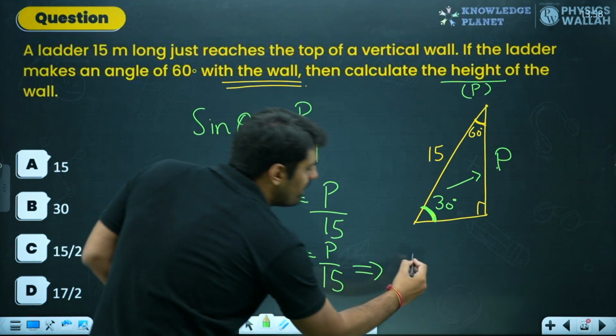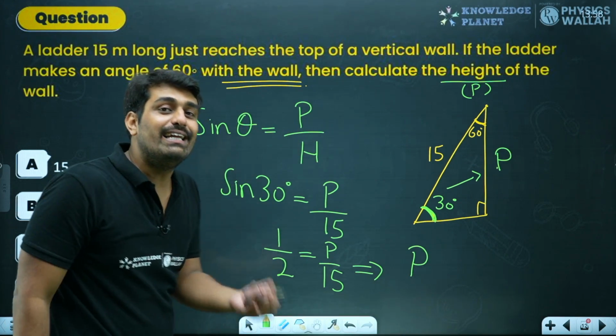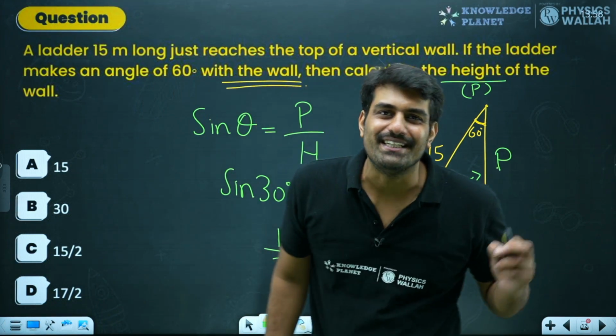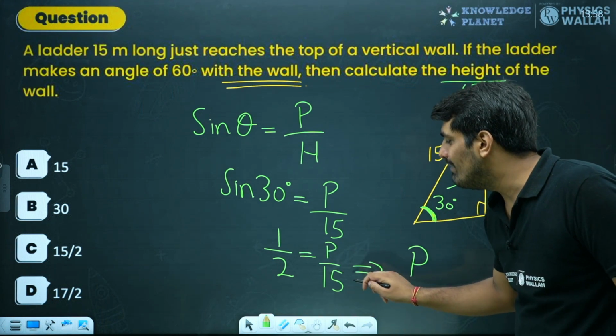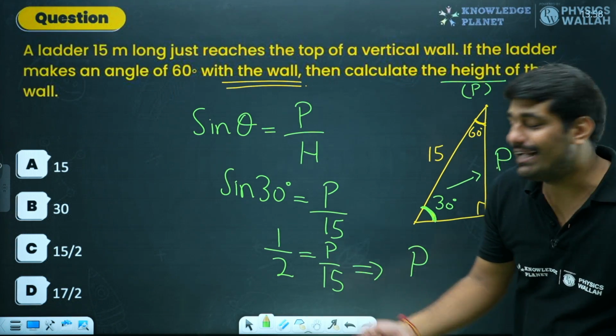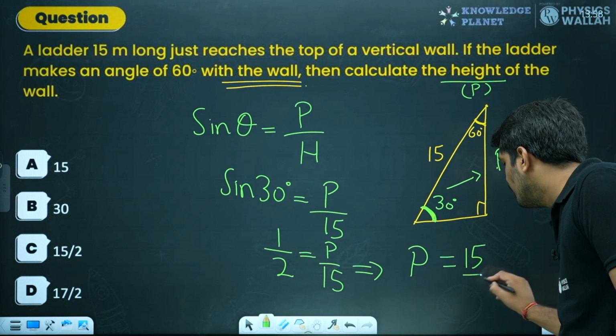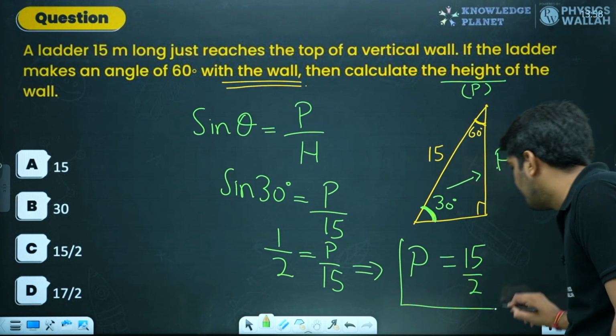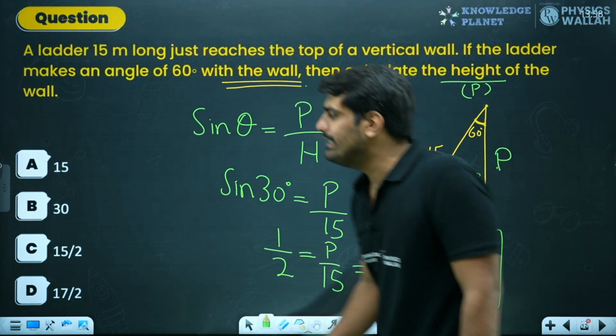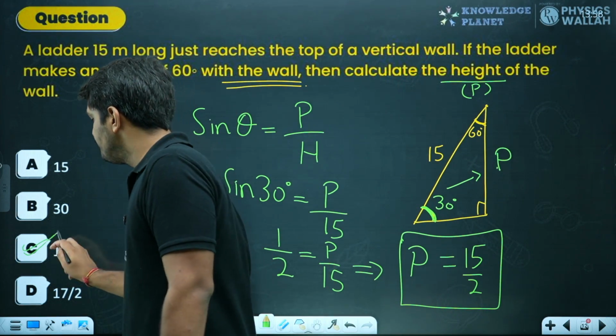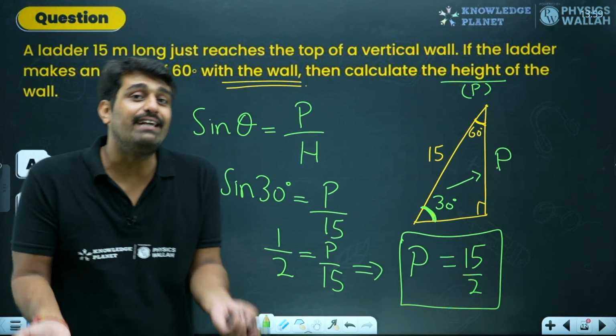I get the perpendicular value, because I know you are very comfortable doing the linear equation. So from here, the perpendicular value, after cross multiplication, will be equal to 15 by 2. This is our final answer. Do we have the option? Yes, sir, we have option number C. And we have option number C as the correct answer.